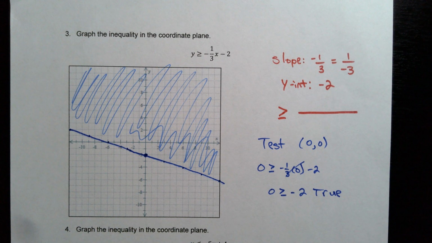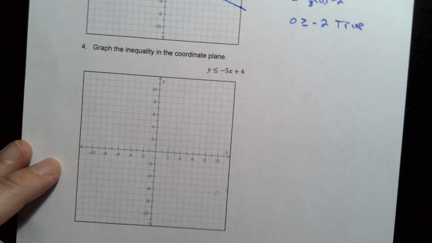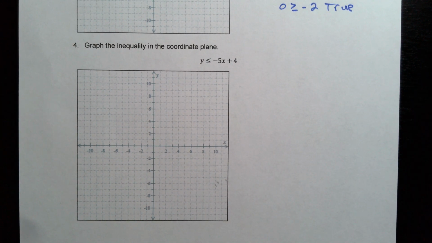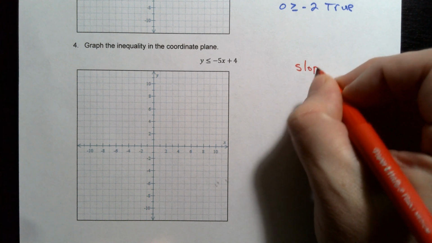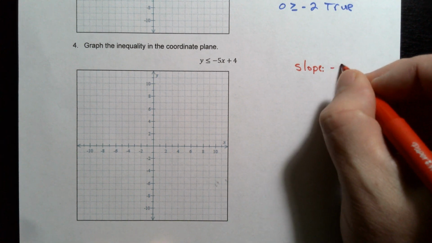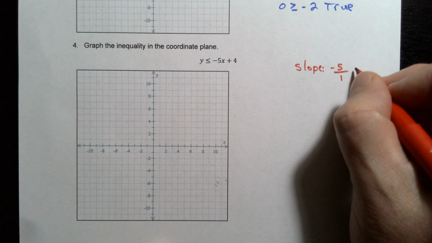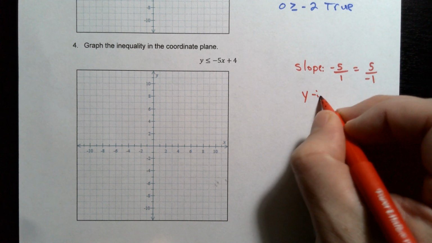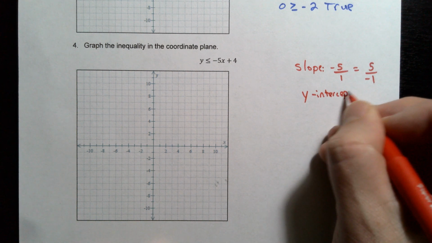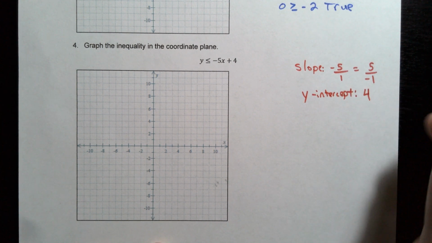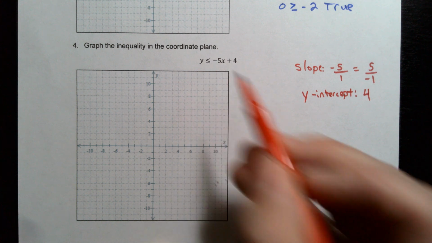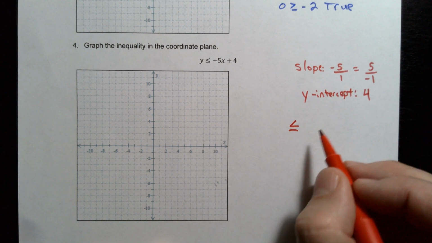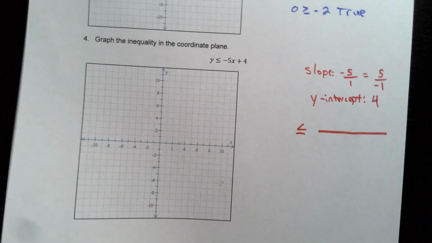Okay, one last problem. We've got y is less than or equal to negative 5x plus 4. So our slope is equal to negative 5. I'm going to put it over a 1. It could also be written as 5 over negative 1. And our y-intercept is going to be 4. Again, we have an equal to sign. It's less than or equal to. So remember, that's a solid line. That's what we're going to do there.